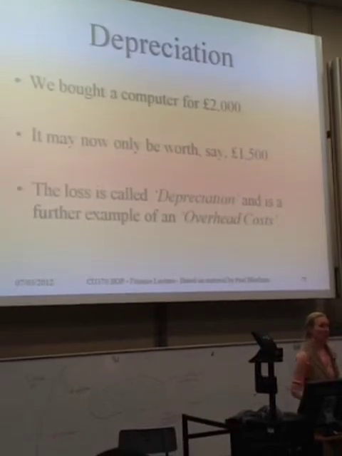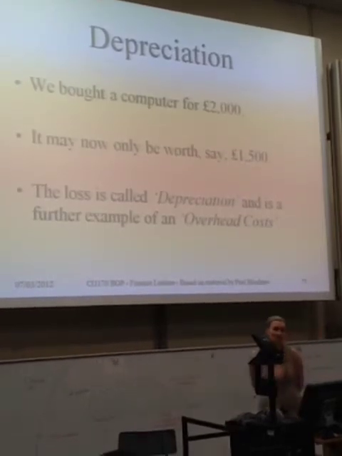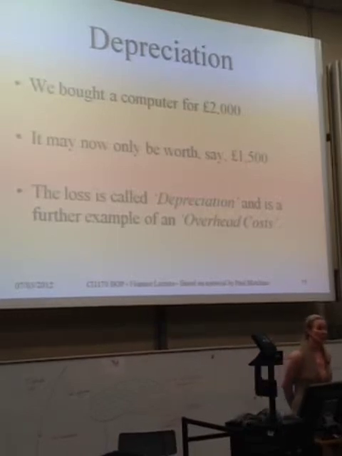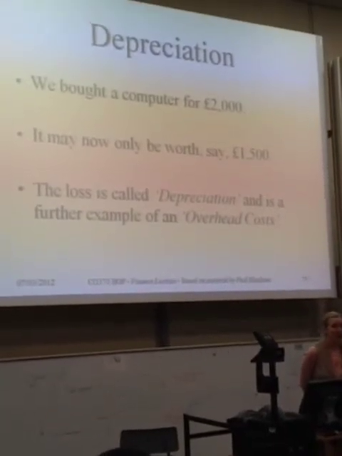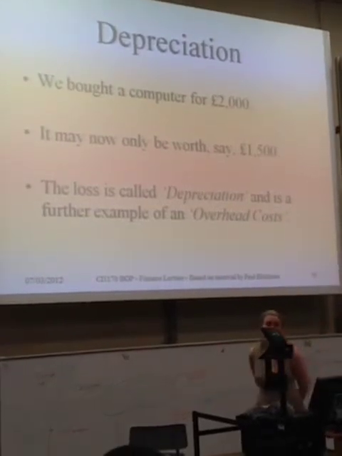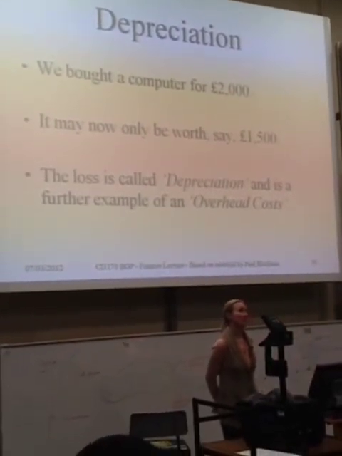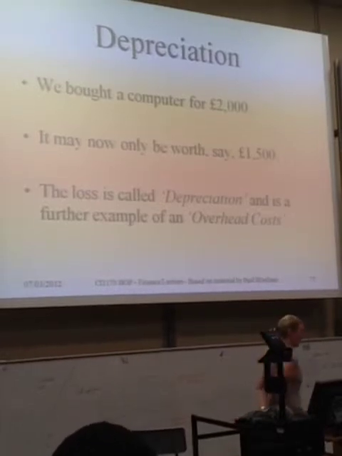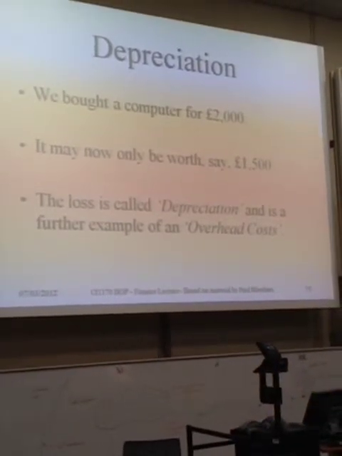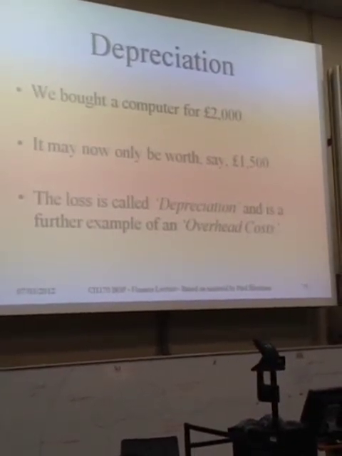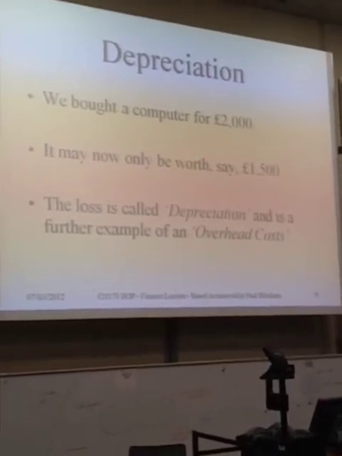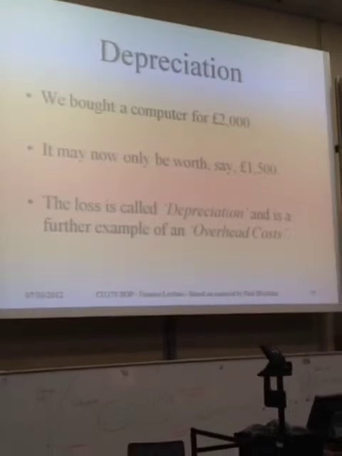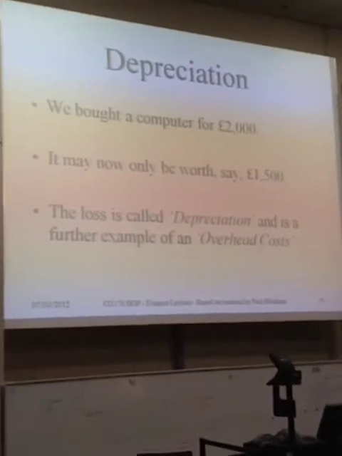So, this is just a brief introduction to depreciation. We bought a computer for £2,000, might only be worth £1,500 now, and the difference between the two is what we call depreciation, and it's an example of overhead costs. There are distinctions between depreciation. So, for example, depreciation of factory equipment, and factory equipment can be absolutely massive, would go at the top of the profit and loss or at the bottom?